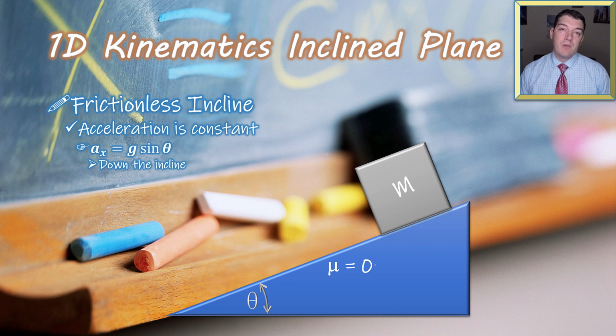Either way, regardless of how it might happen, the acceleration is always the same value on these frictionless inclines. It's going to be g sine theta, where g is the acceleration due to gravity, and theta is the angle that the incline makes with the horizontal, or the angle that it's necessary to rotate our coordinate system so that it is parallel to the surface of that incline. That acceleration is down the incline, so if we make down the incline positive, that's a positive acceleration. If we make down the incline negative, then that's a negative acceleration.